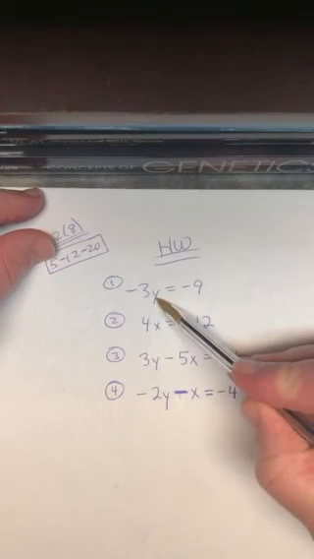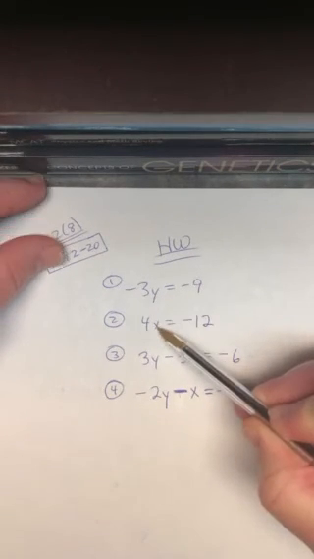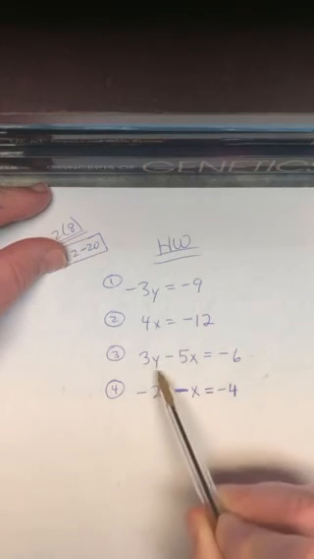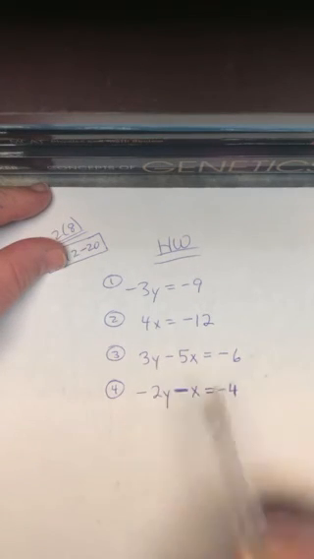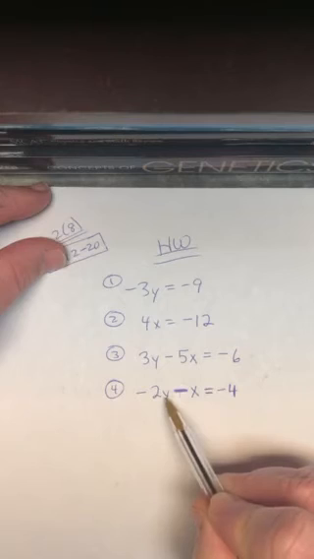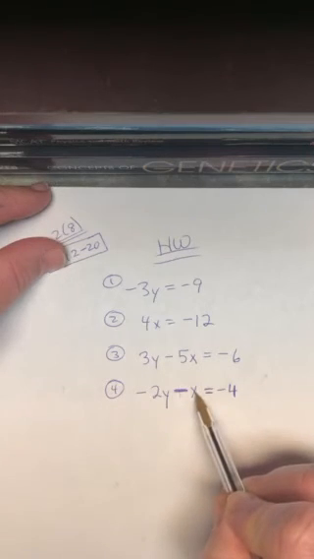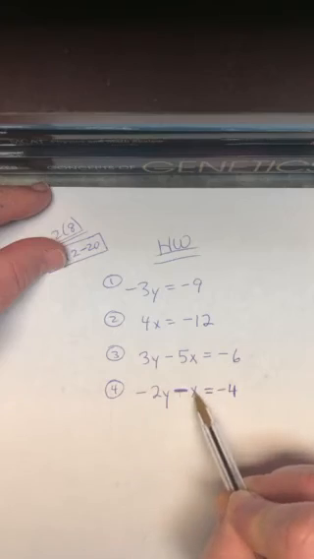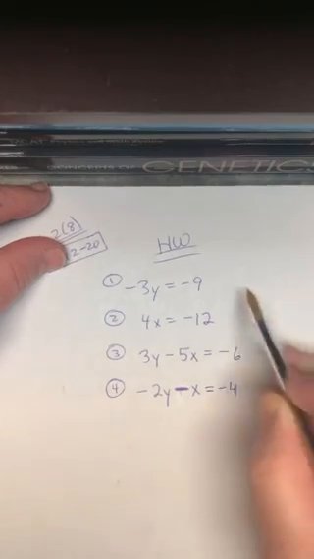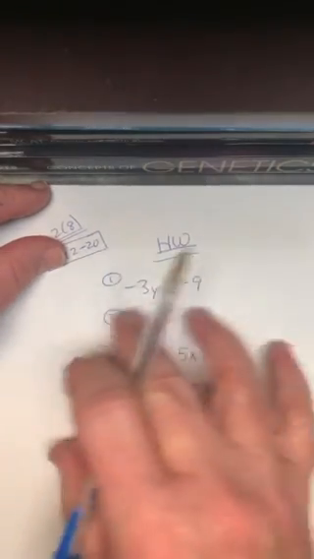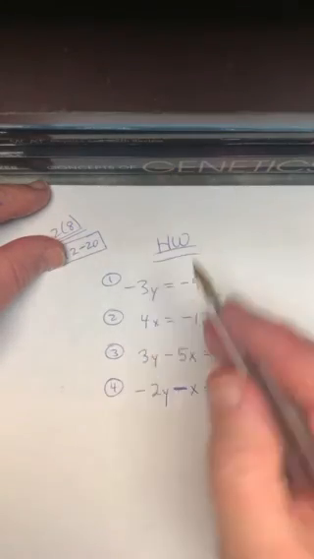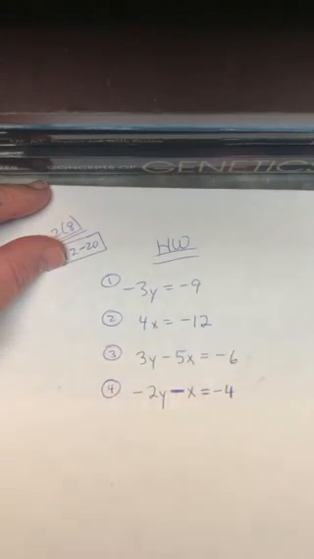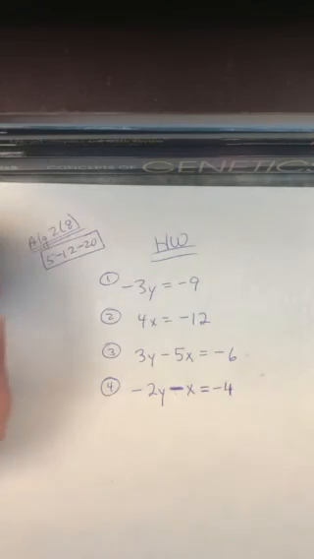-3y equals -9. 4x equals -12. 3y minus 5x equals -6. -2y minus x equals -4. Those 4 problems, you accurately get y by itself, or as in the case of number 2, get x by itself. Sketch them correctly, accurately, neatly.